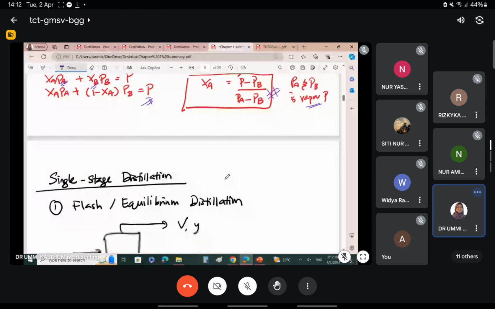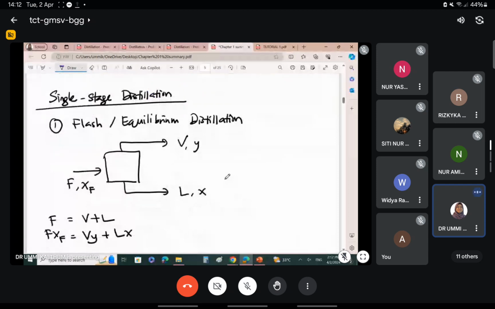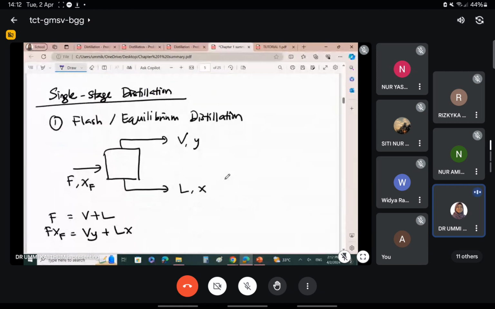Okay, next. Alright, single stage. Kalau nak tanya apa-apa terus tanya, berhentikan saya. Okay, single stage tadi ada dua. First is a flash or equilibrium distillation. Okay, and the second one is the simple batch or differential distillation.